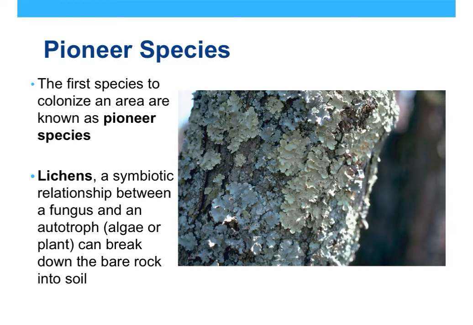Pioneer species: the first species to colonize an area is known as a pioneer species. These are typically lichens. Lichens are a symbiotic relationship between a fungus and an autotroph, such as algae or a plant. It is capable of breaking down bare rock into soil. It releases digestive enzymes around it, and the fungus part will absorb the nutrients, but the enzymes break down the rock, forming soil.